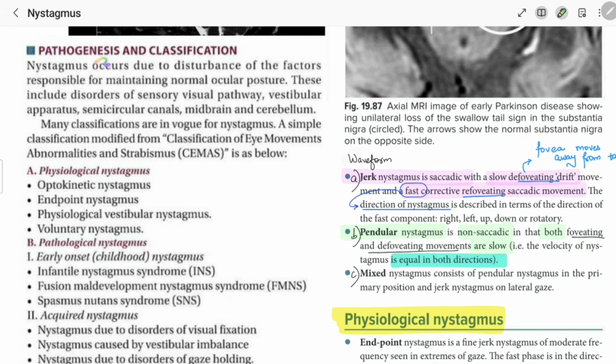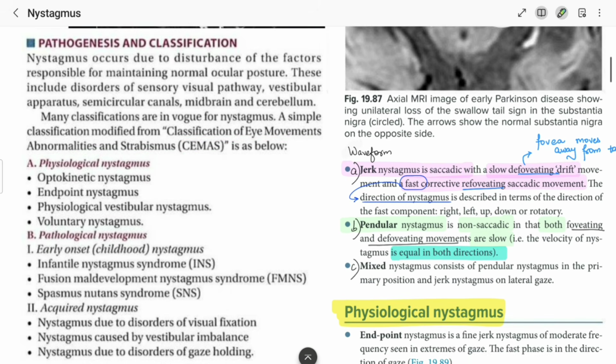Now, I want to discuss with you the classification of eye movements, abnormalities, and strabismus. That is the CEMAS classification of nystagmus, and it will make it a bit easier for you to understand the types of nystagmus. So, I discussed the physiological nystagmus with you, that included the endpoint, optokinetic nystagmus, physiological vestibular nystagmus, and any kind of voluntary nystagmus if there.